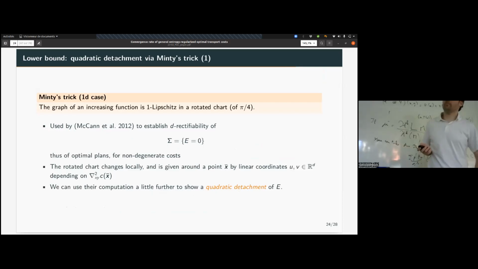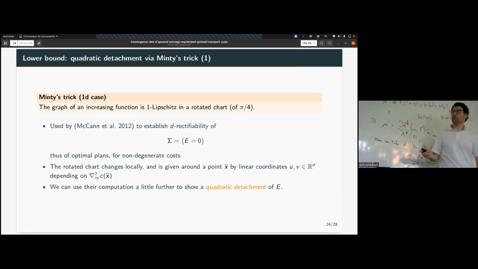And to do this, we use a trick of Minty. Minty's trick tells you that this is a funny result. It's really funny. When you look at an increasing function, it has a generalization in R^d. In the 1D case, when you look at an increasing function, if you rotate your head a little bit by pi over 4, then it actually becomes the graph of a one-Lipschitz function. That's the exercise.